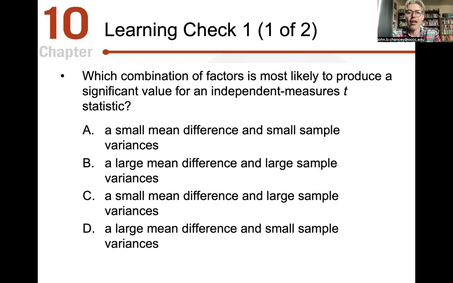Which combination of factors is most likely to produce a significant value for an independent measures t-statistic? Is it A, small mean difference and small sample variances? B, large mean difference and large sample variances? C, a small mean difference and large sample variance? Or D, a large mean difference and small sample variances?